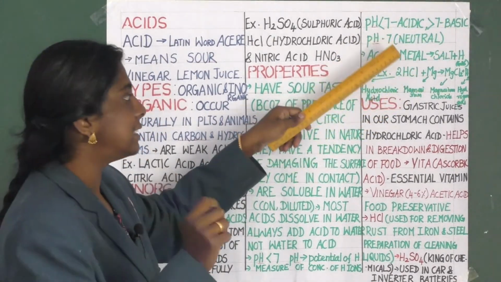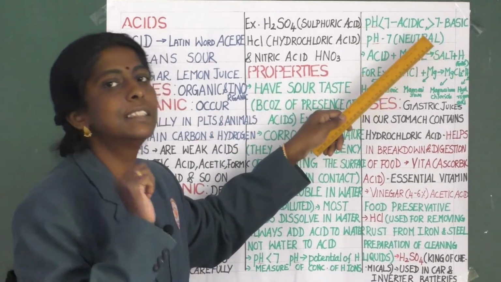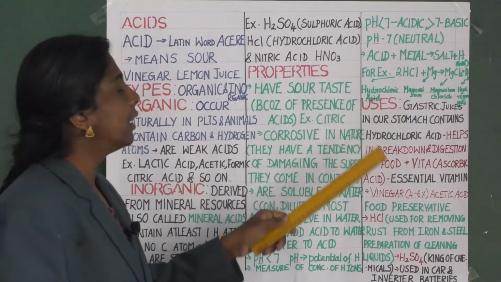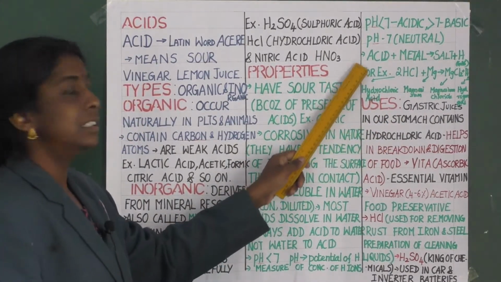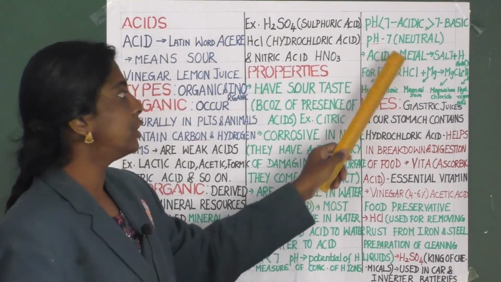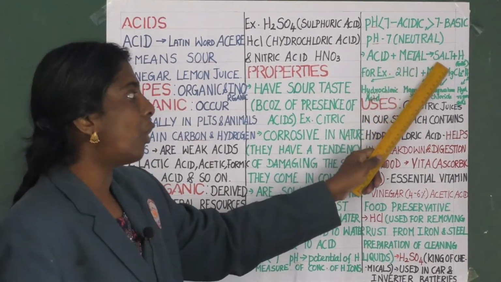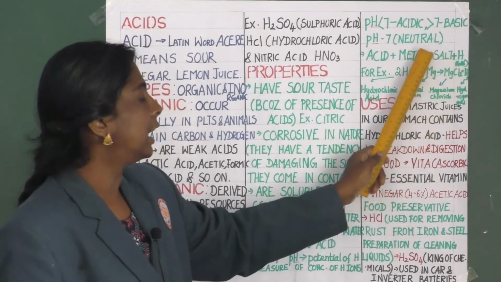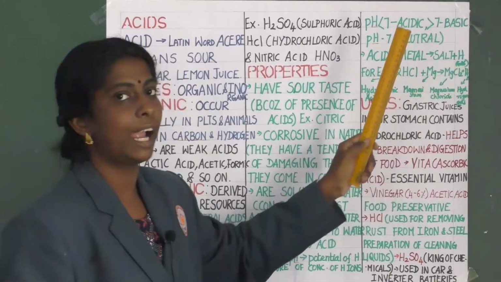And pH equal to 7 is neutral. The condition is neutral. Next property: when we add acid to metal, it will form salt and give out hydrogen gas.